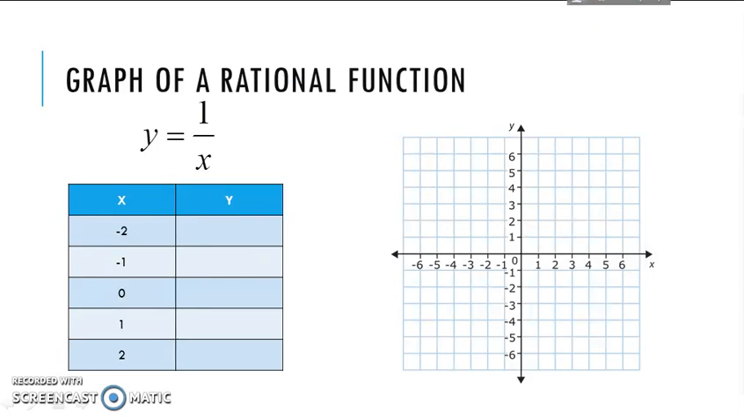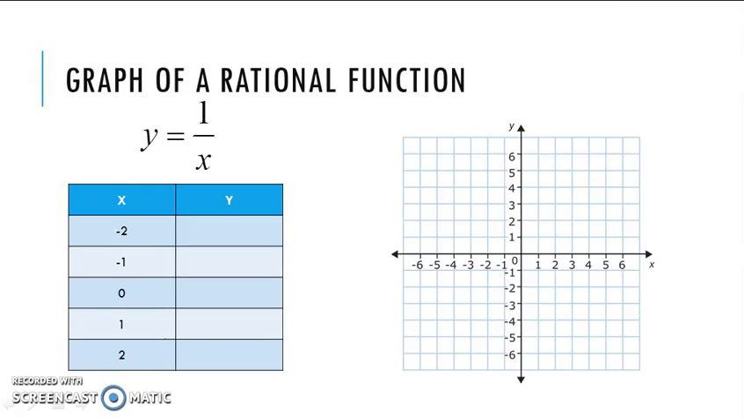All right, the first one we're going to talk about is the rational function. The rational function's parent function is y equals 1 over x. Call it a rational function. It's a ratio, turns into a fraction. As usual, we're going to start out with our table, and we're going to see what these values do.